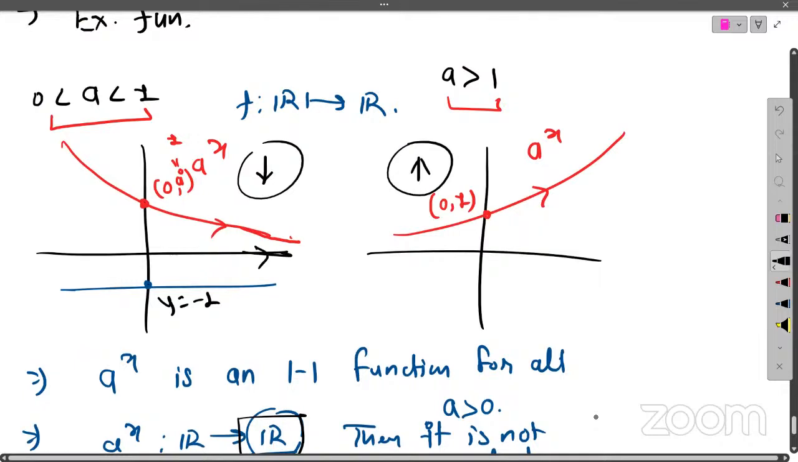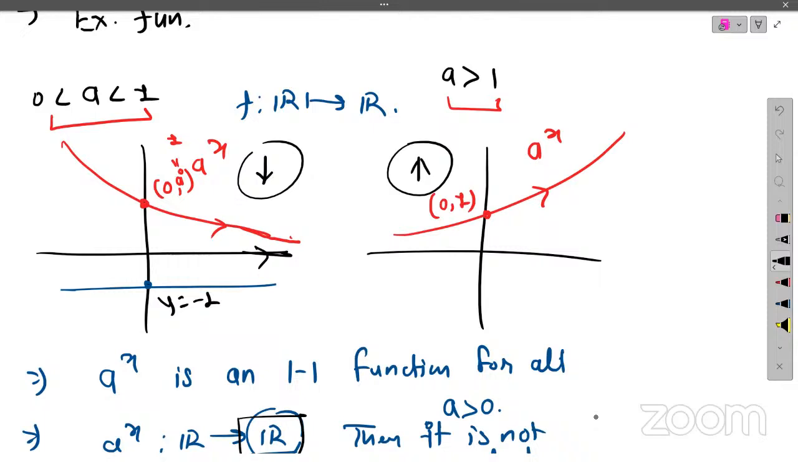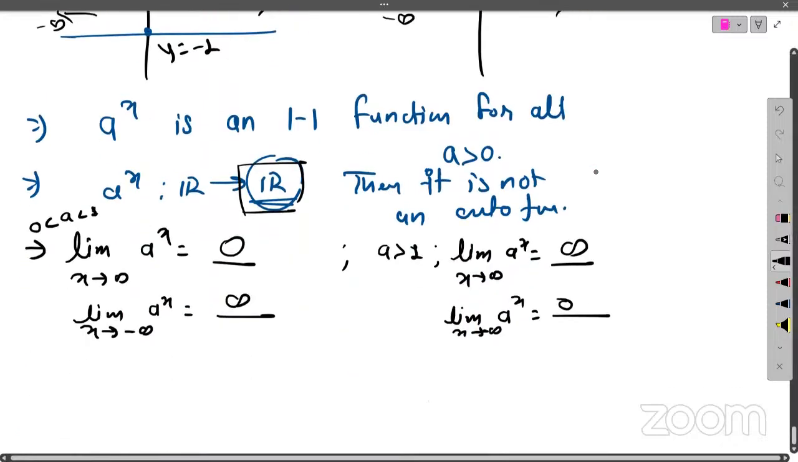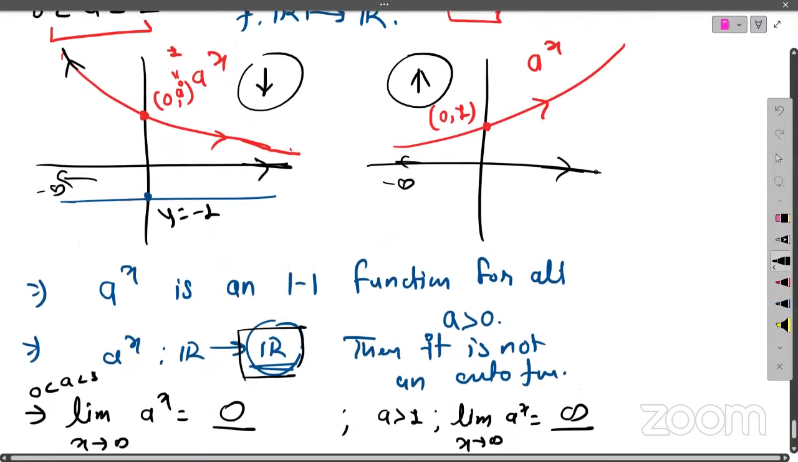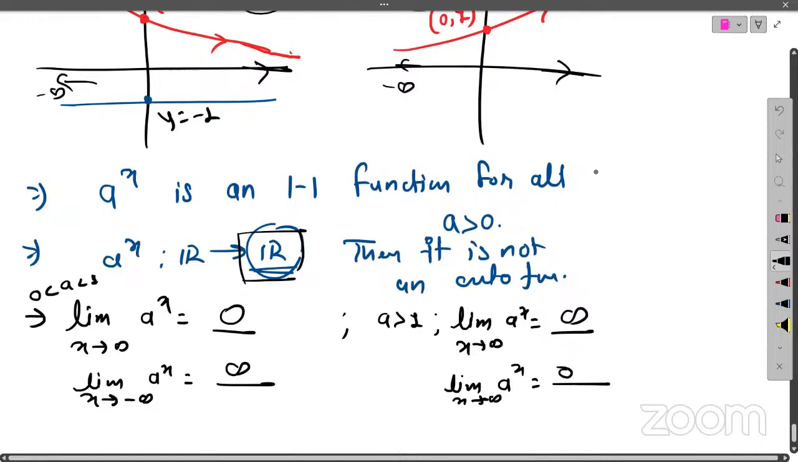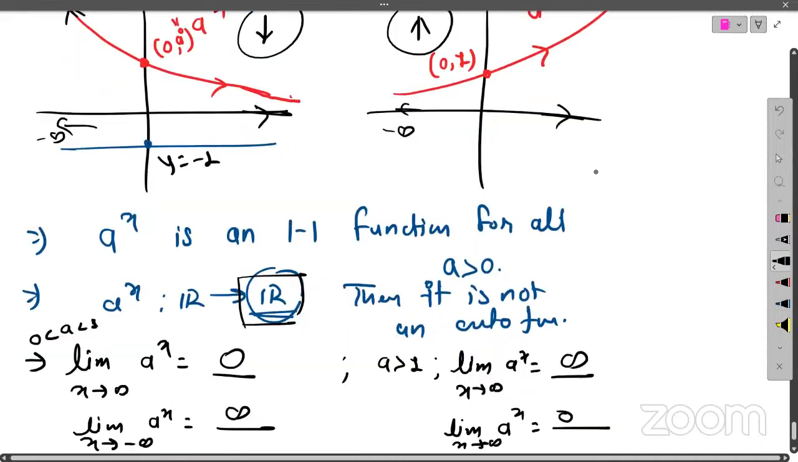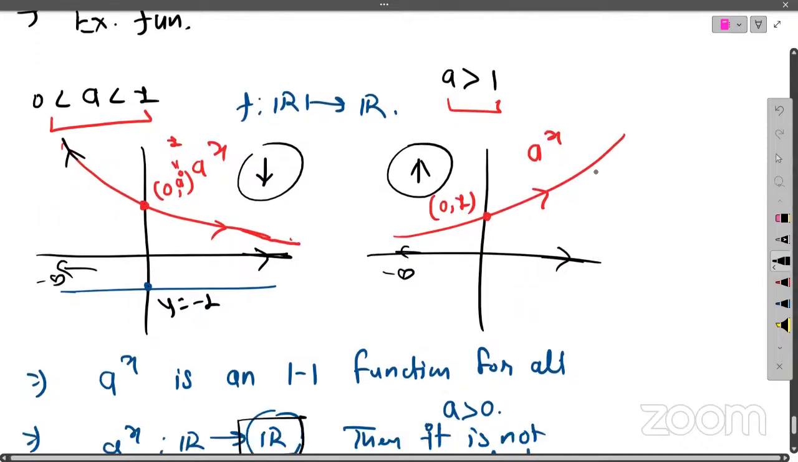As x goes to infinity, this graph is approaching the x-axis, that means 0 value. And as x goes to minus infinity, this graph is growing toward infinity. Similarly here, as x goes to plus infinity, the graph is also going to plus infinity, and as x goes to minus infinity, the graph is approaching the axis, that means y equals 0. So this is the end behavior of the function a to the power x. We already talked about range, domain and codomain. So this is the exponential function.